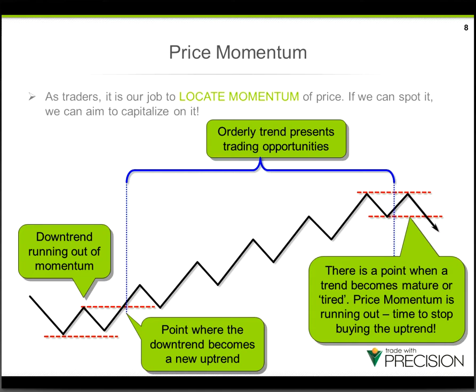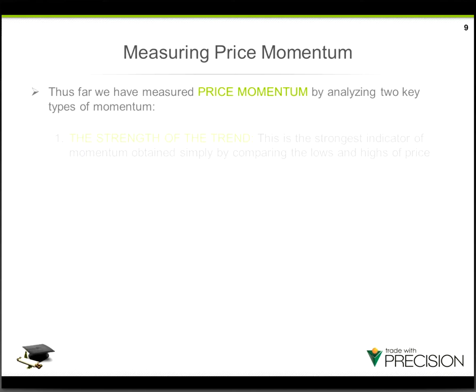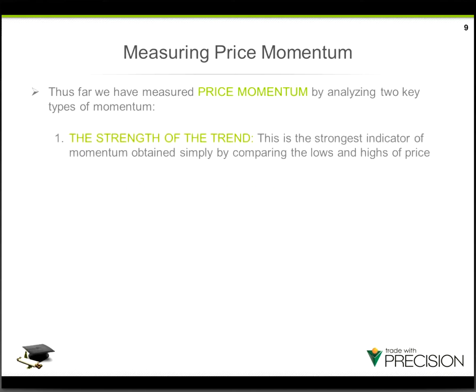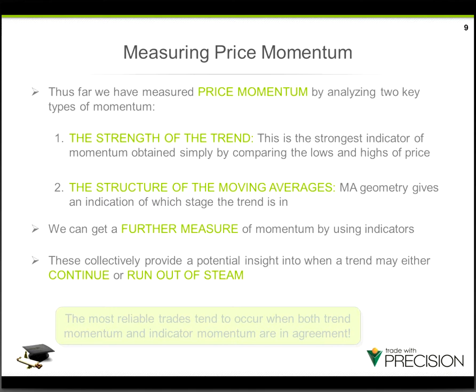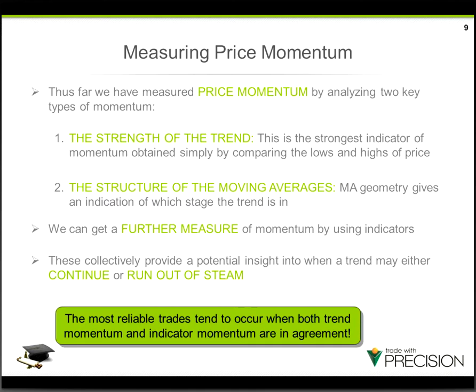So as we've been talking about in this series, we measure price momentum by analyzing the strength of the trend and the strength of the moving average patterns, which really gives us a lot of confidence that we'll be trading in the direction of the order flow. Now we can get a secondary measure of momentum by using the indicators, the MACD and the RSI, and this is termed indicator momentum.